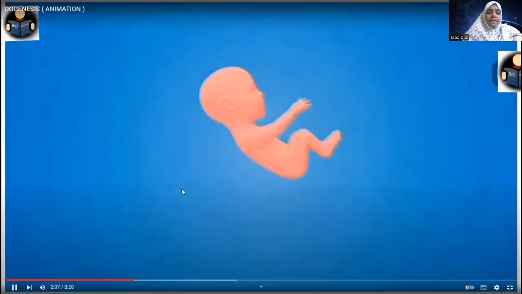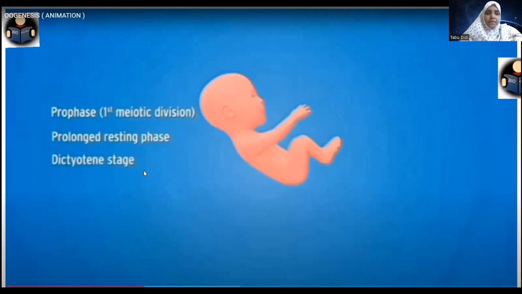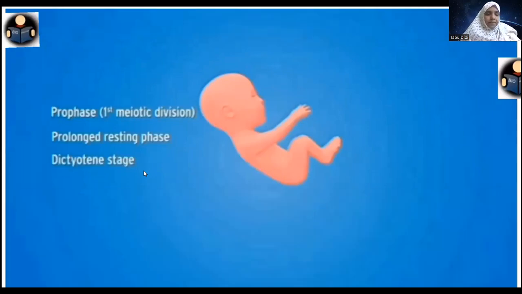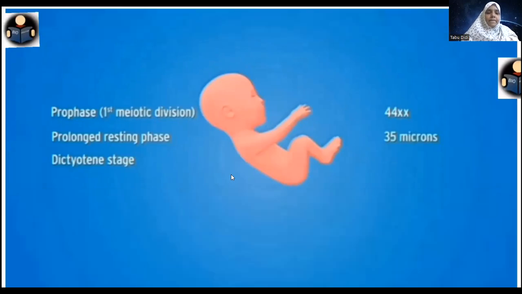At the time of birth, the primary oocyte completes the prophase of first meiotic division and enters into a prolonged resting phase known as dictyotene stage. Here, the primary oocyte has 44 XX chromosomes and measures around 35 microns. It remains in this stage until before ovulation.